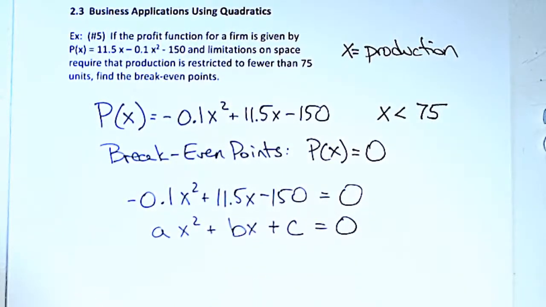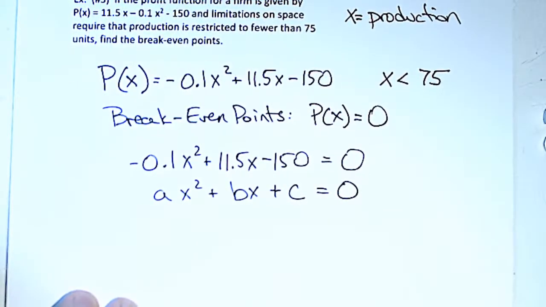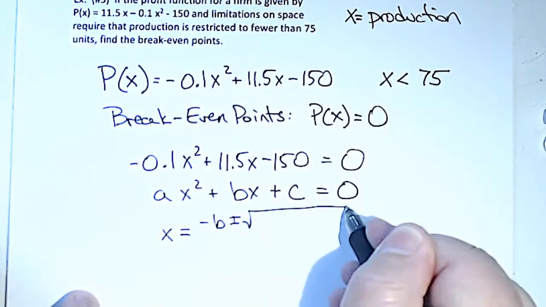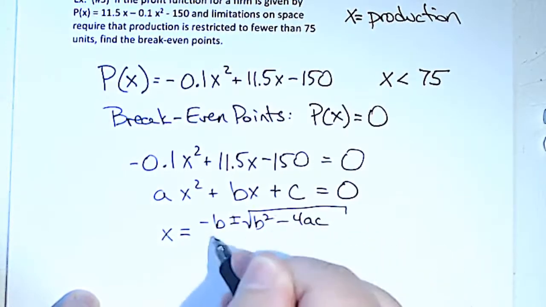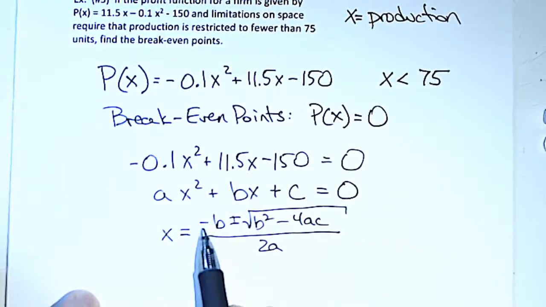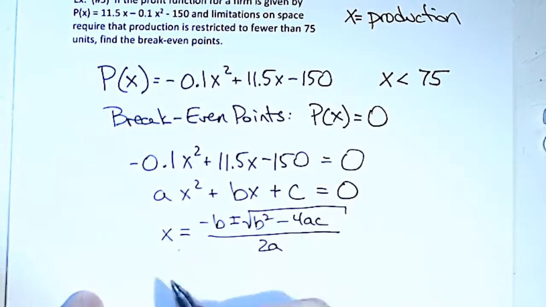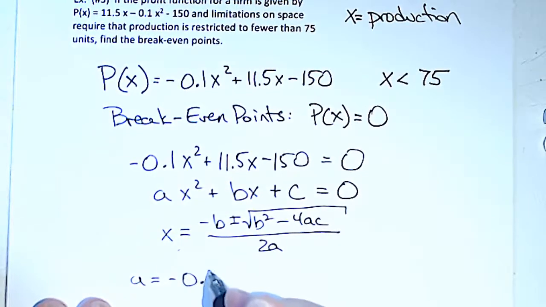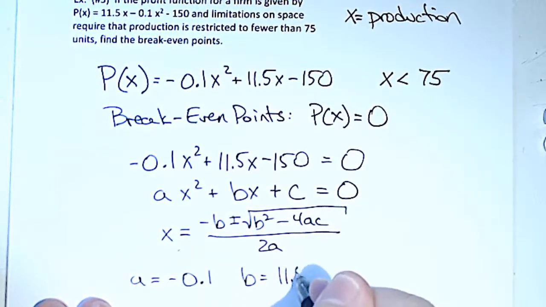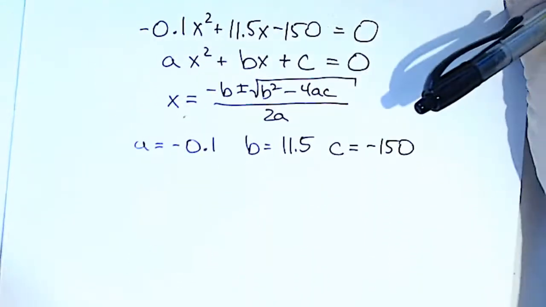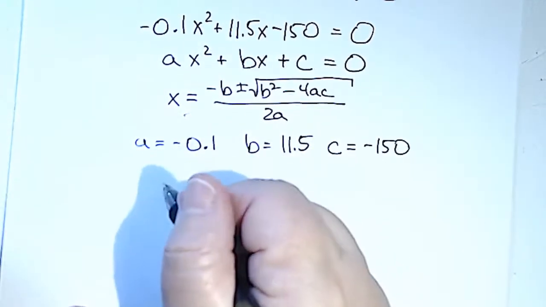Regardless of what else is going on, the quadratic formula will work. It might not be fun. It's not the nicest, maybe healthiest love, but it does love you. Minus 4ac. I should be saying this all out loud so you guys can hear it. The opposite of b, plus or minus radical b squared minus 4ac all over 2a. Woohoo. In this case, I've got a equals negative 0.1, b equals 11.5, c equals negative 150. Okay. Woohoo. Let's do some math, guys.